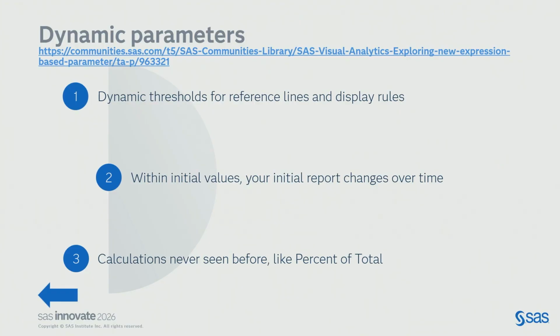So this is a link I encourage you to go to read over. Dynamic parameters is, as I said, probably the most powerful new system that we've added in the VIA 4 timeframe.